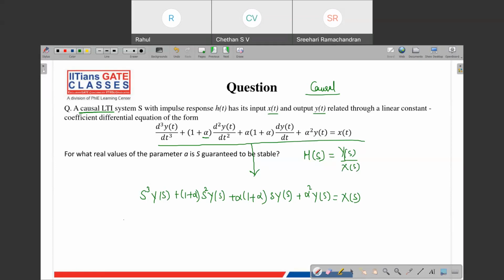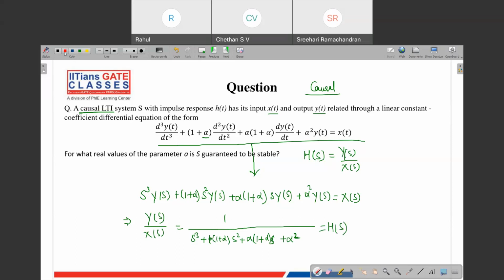So when you calculate this, you will get 1 by s cube plus (1 plus alpha) s square plus alpha (1 plus alpha) s plus alpha square. So this is the system transfer function.